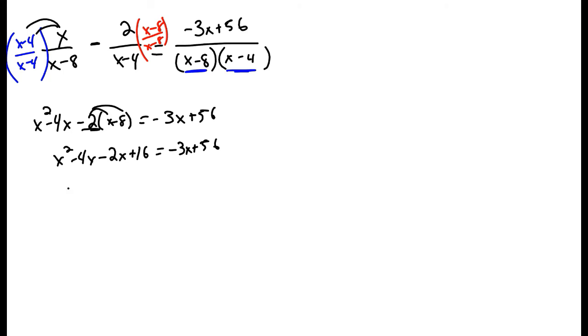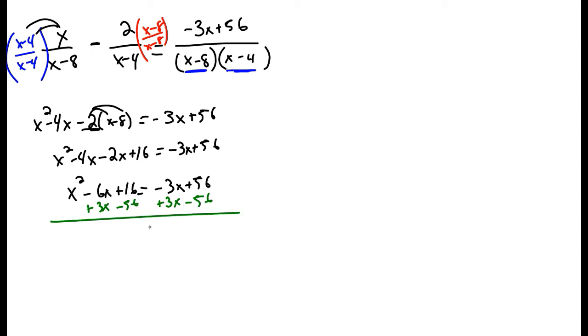If I clean this up here, I've got a quadratic equation, x squared minus 6x plus 16 equals negative 3x plus 56. So when I solve quadratic equations, I set them equal to 0 so I can use the zero product property. x squared minus 3x minus 40 equals 0.